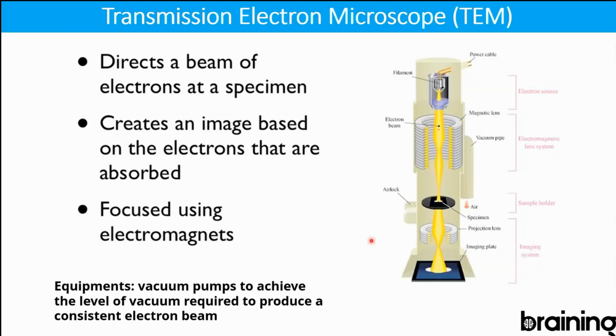because we need that in this big column where we have the electron beam, and there will be no air at all. So it's airless. So we need vacuum pumps to achieve the level of vacuum that we need inside this container, this column, to produce a consistent electron beam. So we need to actually control where the electron beam is going through. So we need this column to be airless, completely airless, a vacuum.